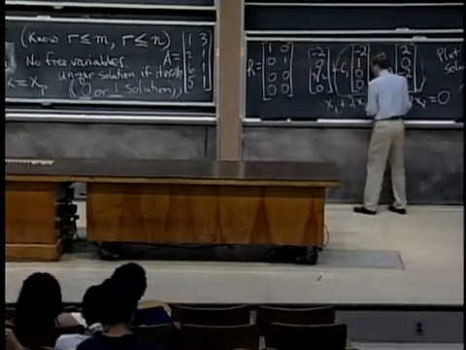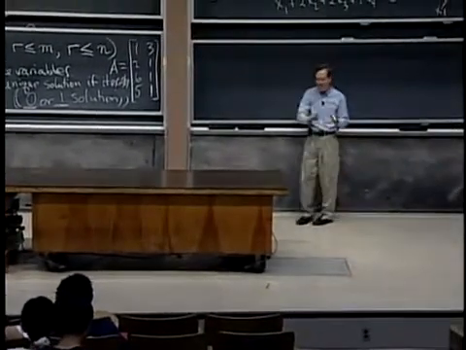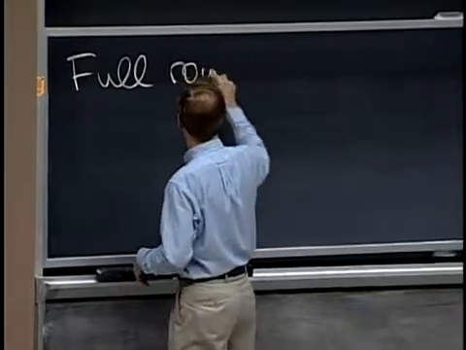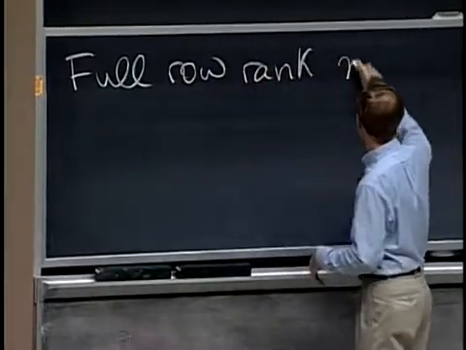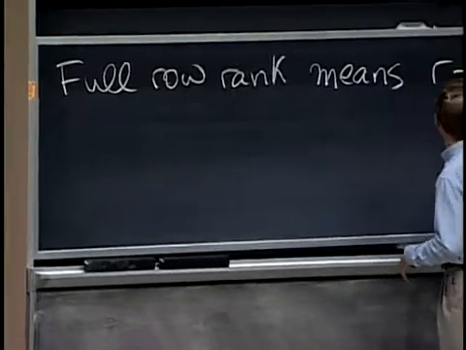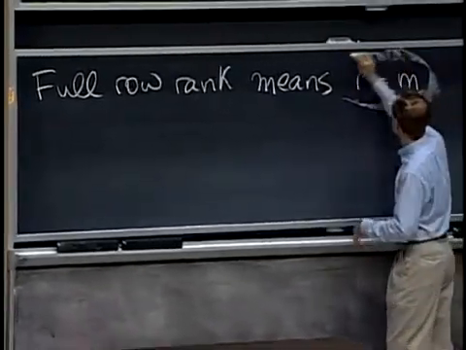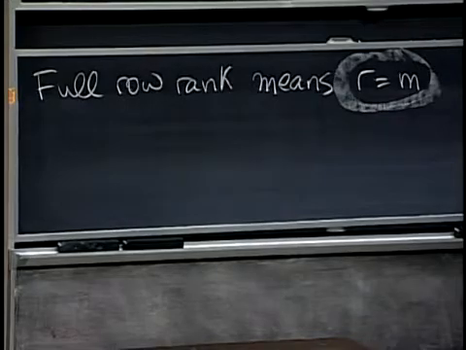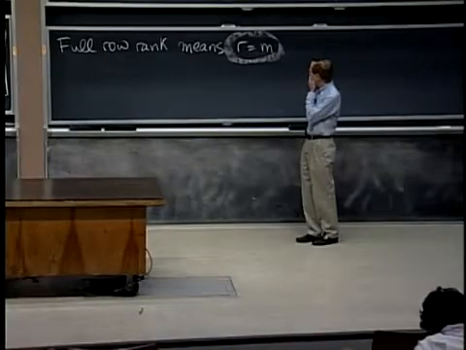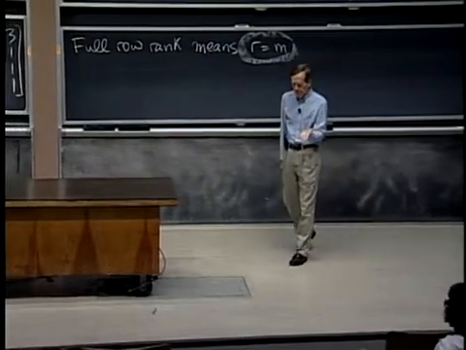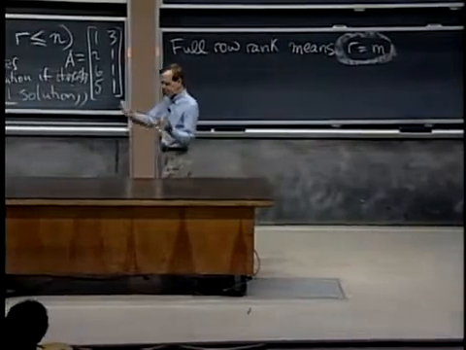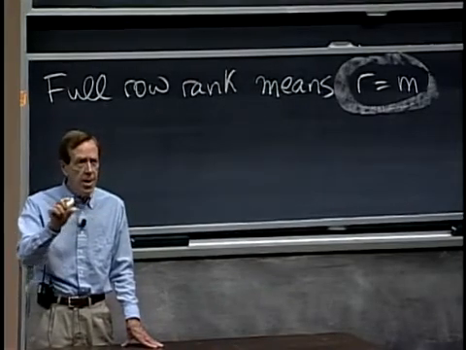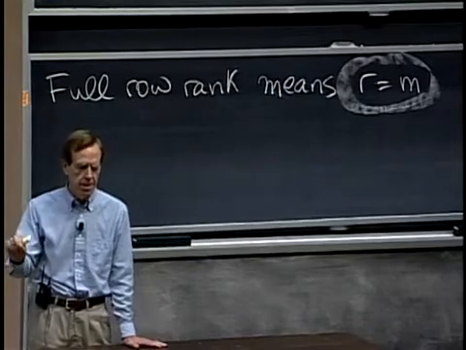Now I go to full row rank. You see the sort of natural symmetry of this discussion. Full row rank means R equal M. So this is what I'm interested in now. R equal M. Okay, what's up with that? How many pivots? M. So what happens when we do elimination in that case? I'm going to get M pivots. So every row has a pivot, right? Every row has a pivot.